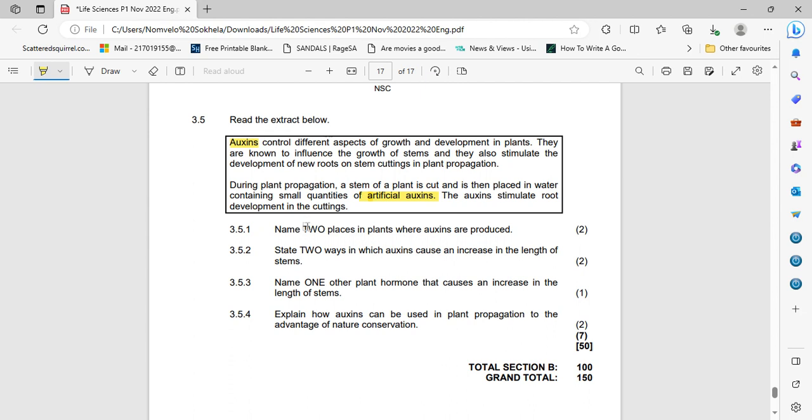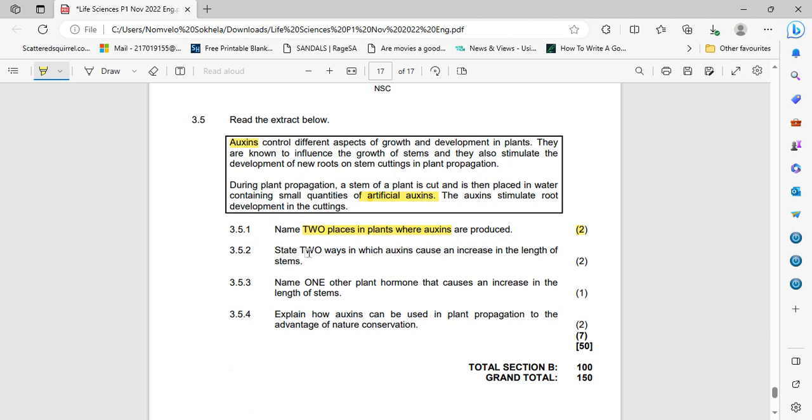Name two places in plants where auxins are produced. Grade 12, you see it's 2 marks, so you need to name two places, not one place, not 5 places, but two places. And what are those two places? Then you would say it is at the tip of the stem and at the tip of the roots. That is where you find auxins being produced.